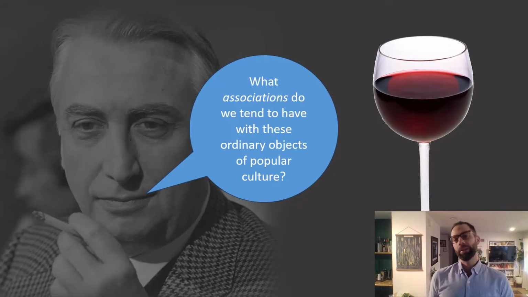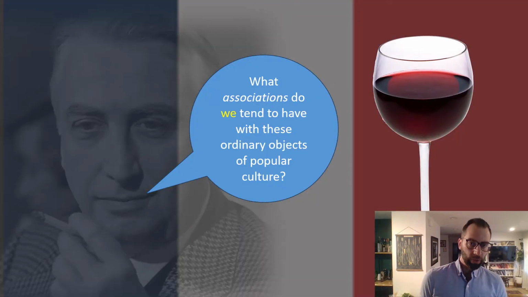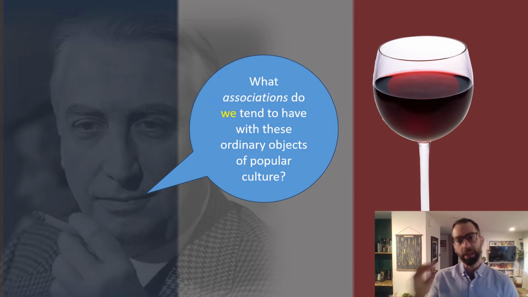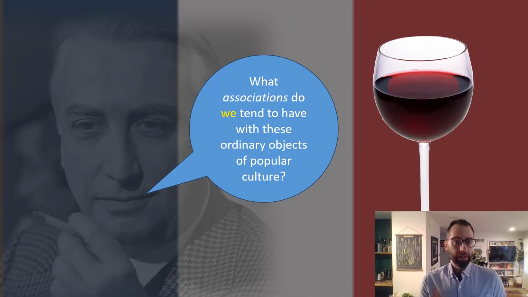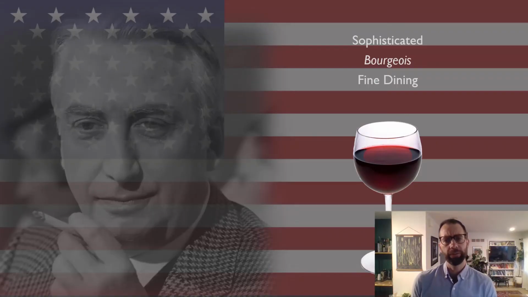So I want to do an example analysis of wine in the spirit of Barthes to give you a flavor of what that might look like. I first want to acknowledge that when Barthes asks what associations we tend to have with these ordinary objects, he does not mean we in the universal sense. He means we always in the historically and socially contingent sense. He's talking about France in the 1950s. But I'm not from France in the 1950s. I'm from the United States in the 21st century.